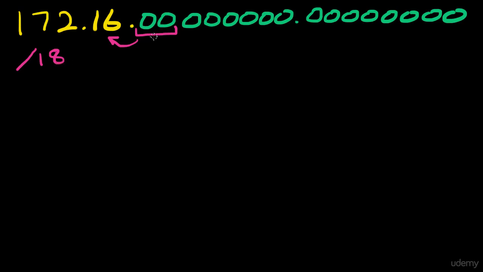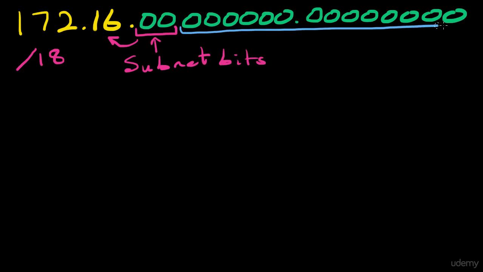By taking these two bits and making it part of network ID, the different combinations of these bits will then determine my subnets. As a result, these two bits, or the bits that you take, are referred to as subnet bits. The bits that are left over are of course your host ID bits. And that will determine how many IP addresses you get per subnet.